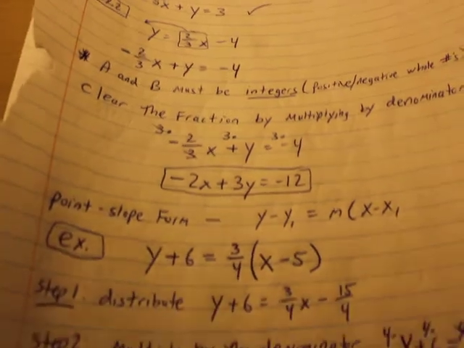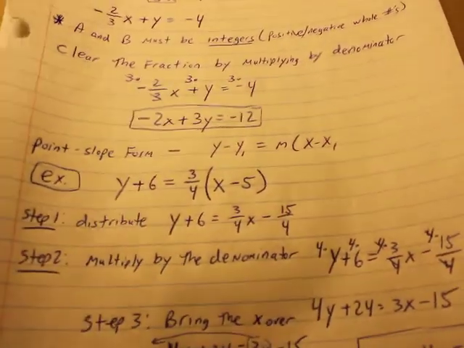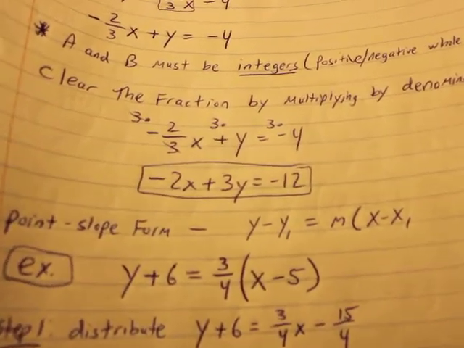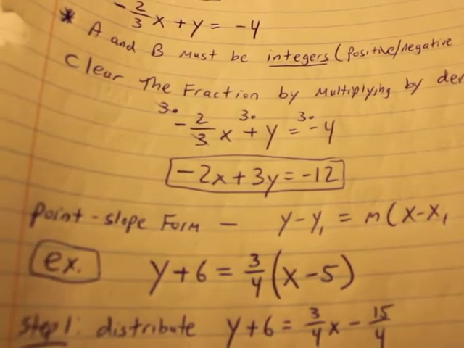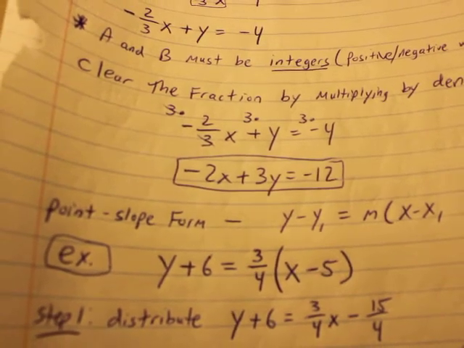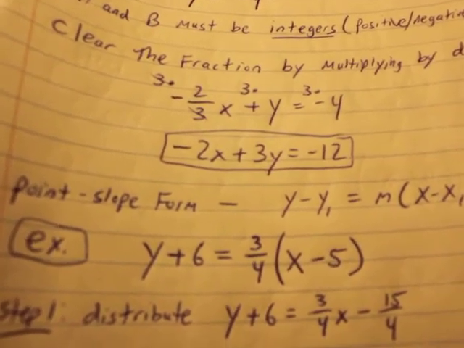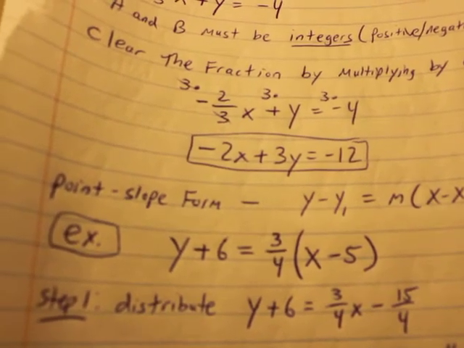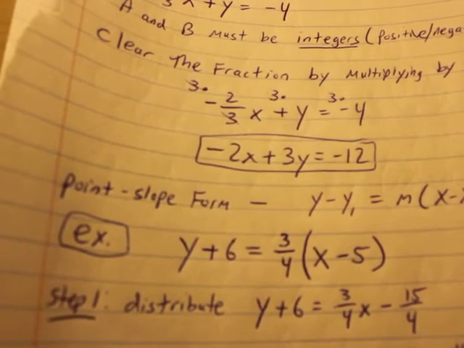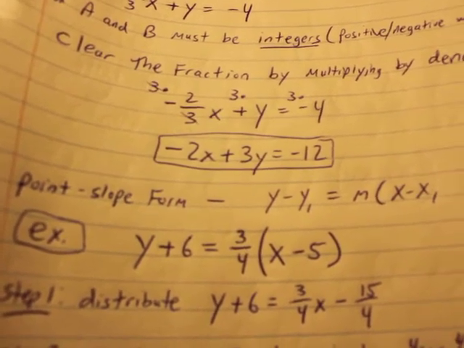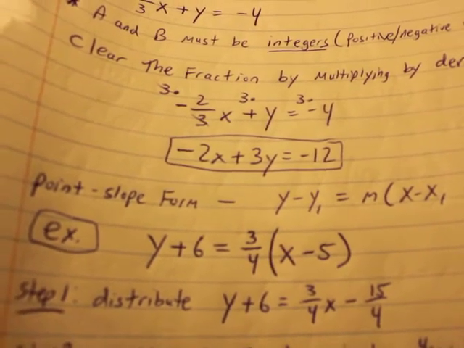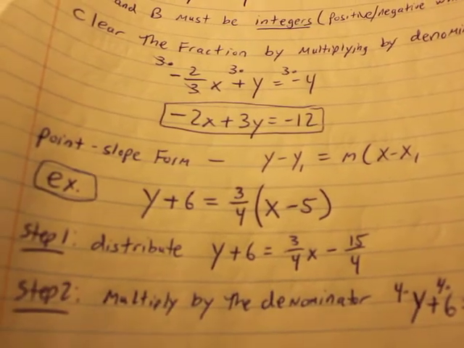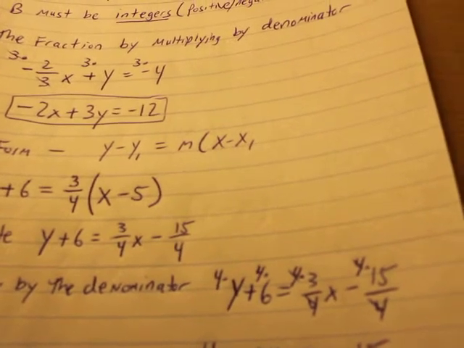And one last example. What if it's in point slope form and I want to convert it into standard form? So here's an example where it's in point slope form. Y plus 6 equals 3/4 x minus 5. So step 1 is the same thing. You're going to distribute that 3/4, just like if you were going to convert it to slope-intercept form. You're going to distribute. And then, because I have those 4's in the denominator, I want to clear the fraction again, right? So I'm going to multiply everything through by 4.